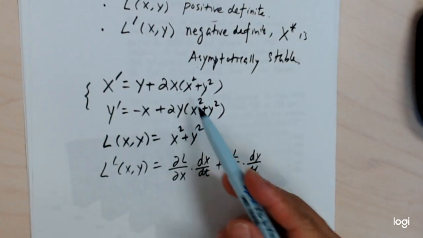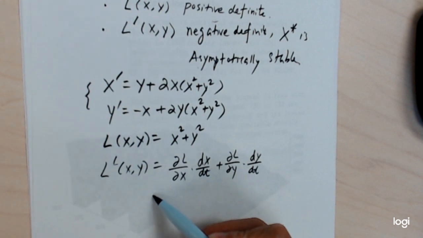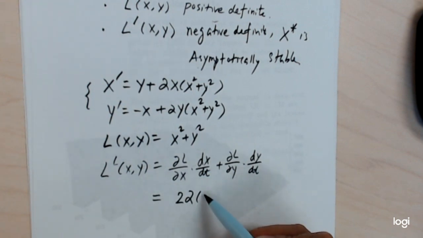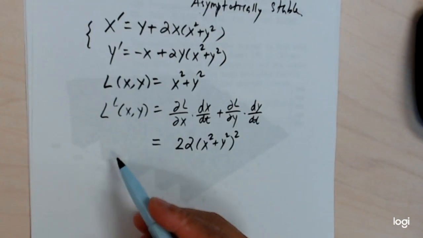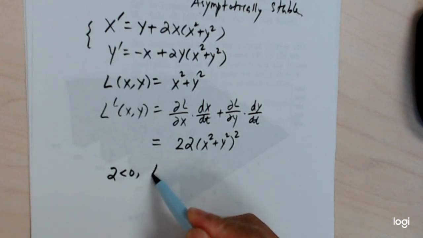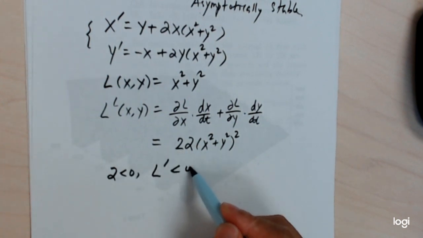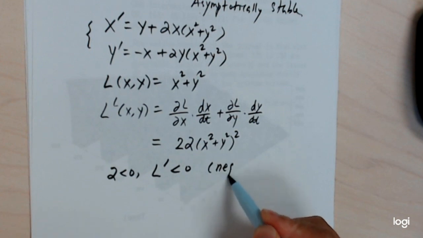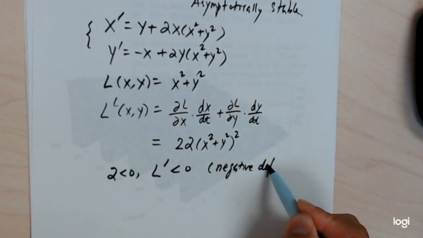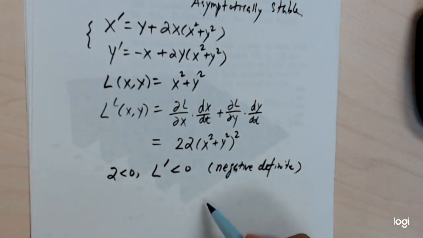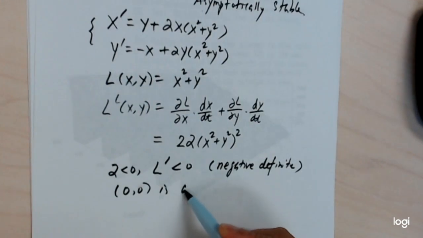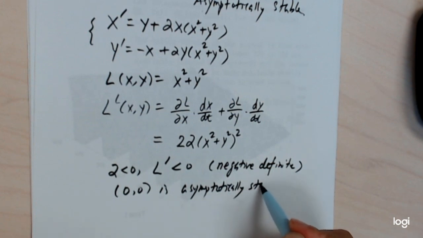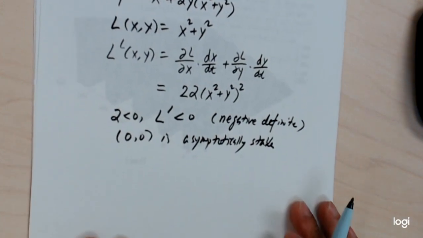So this dx dt, this term dy dt is this one. We simplify this whole thing, we get 2 alpha times x squared plus y squared, and then squared. So alpha is negative, implying L prime will be strictly negative. In other words, negative definite. And that's what we say, 0, 0 is asymptotically stable. Okay, so the origin is asymptotically stable. Let's quickly recall what we did last time.